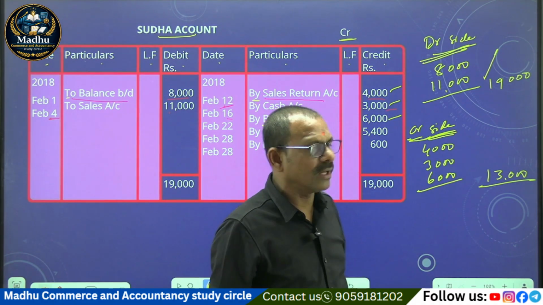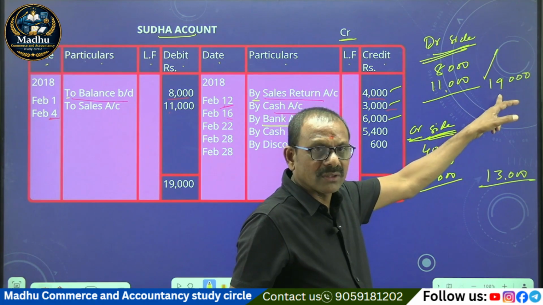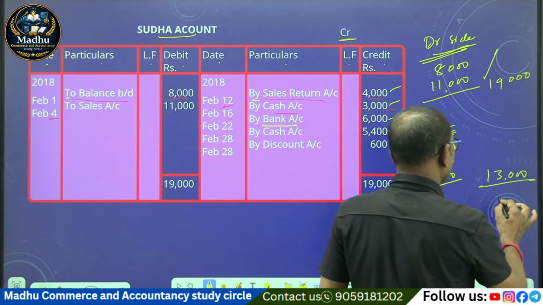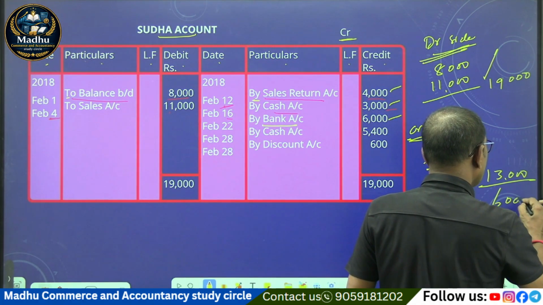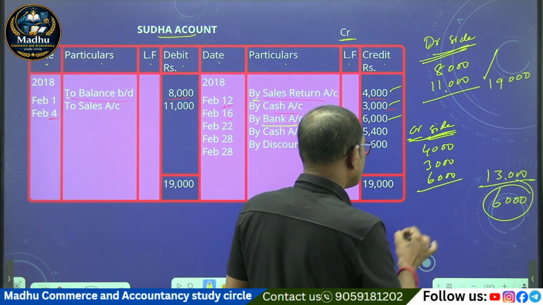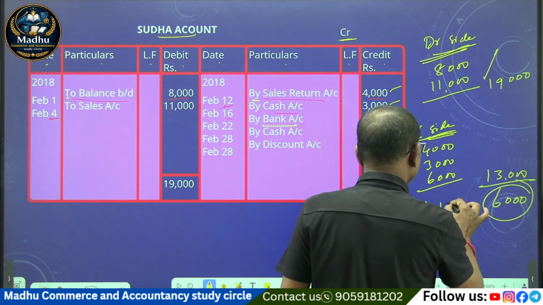The debit side is more. That's why from the big amount the small amount should be subtracted. So 19,000 minus 13,000, the remaining balance is how much here? 6,000. Remaining balance 6,000. This one we have to settle.